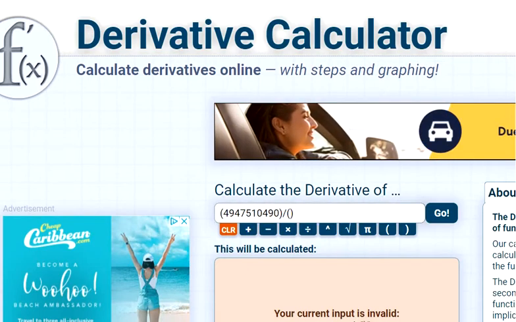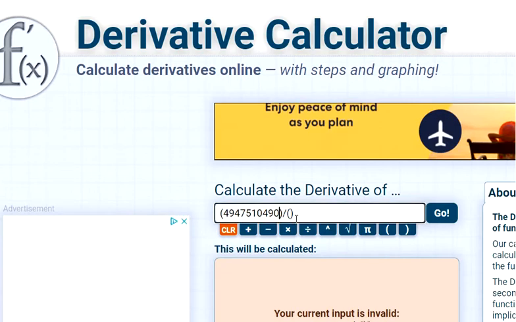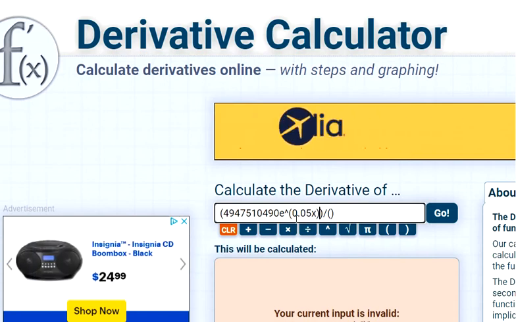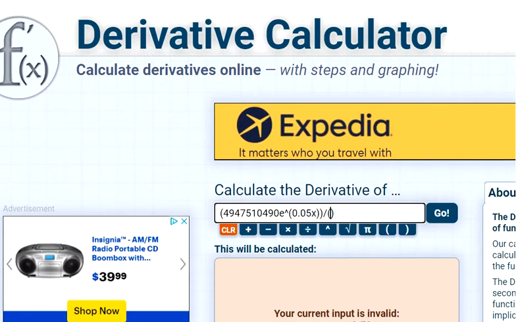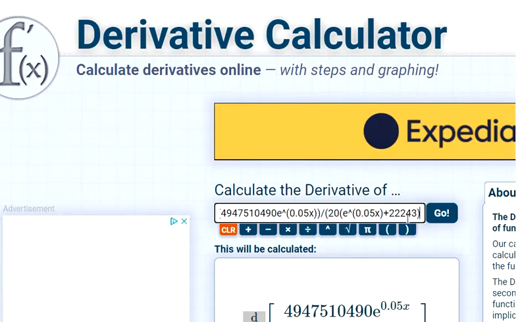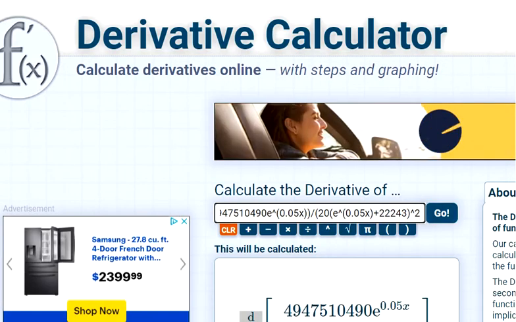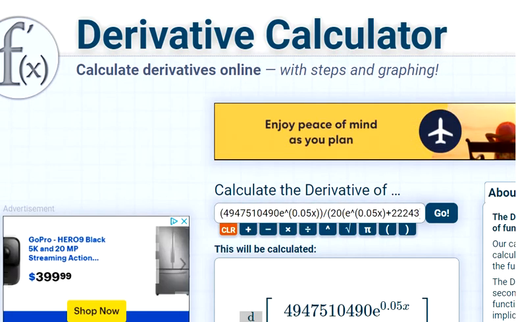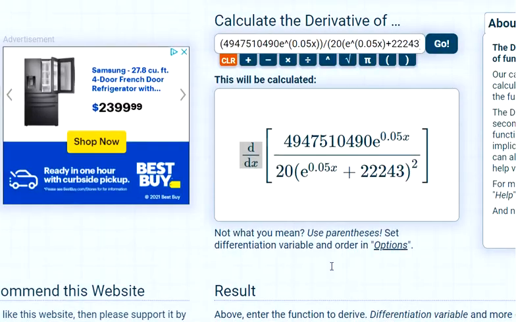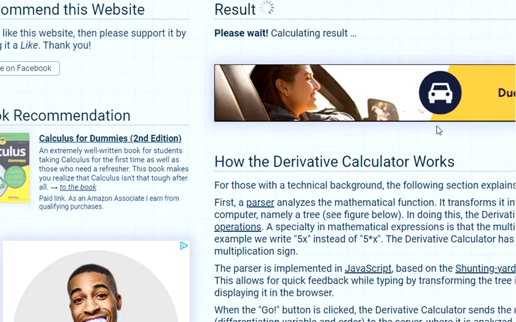Okay, that's times e, open parentheses, to the 0.05x power. That's the same thing as 1 at x divided by 20, right? So that's the numerator of our infected equation. The denominator is 20 times e to the 0.05x plus 22243, and square that. Just checking to see if I got everything typed in. That looks good. I think that's what I just saw down here. Oh, I lost it already. That's the infected equation. We take the derivative.